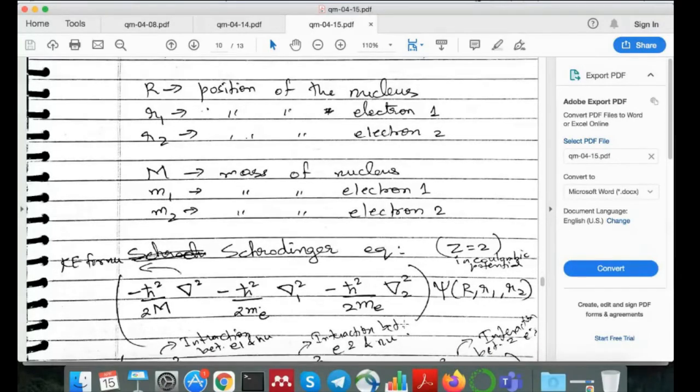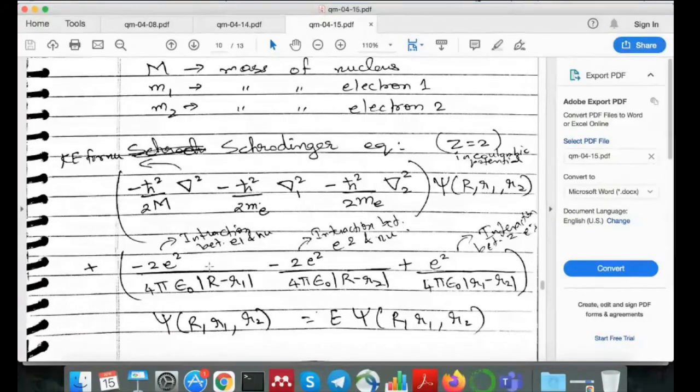Okay. So this is your Schrodinger equation. Like I told you, the first part will have a kinetic energy term. This one is the kinetic energy of the nucleus. This one is the kinetic energy of the first electron. This one is the kinetic energy of the second electron. And the wave function is a function of capital R, r1 and r2. Okay. All right.